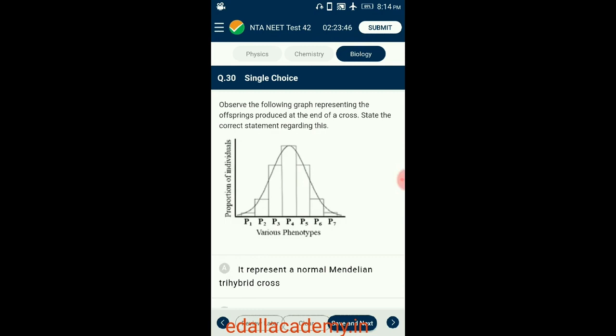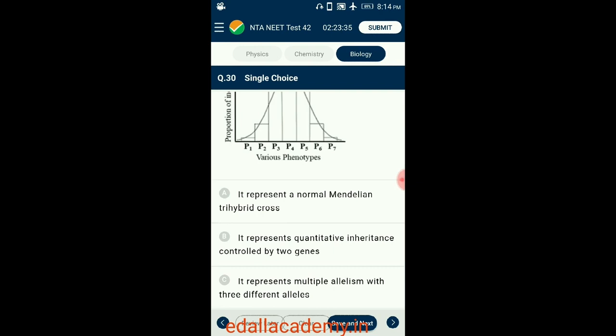Question number 30. Observe the following graph representing the offsprings produced at the end of the cross. State the correct statement regarding this. In the given graph, there are 7 phenotypes. The proportion of first and seventh phenotype is the same. The proportion of second and sixth phenotype is the same. The proportion of third and fifth phenotype is the same. The proportion of fourth phenotype is different and it is maximum. This type of distribution is called normal distribution.